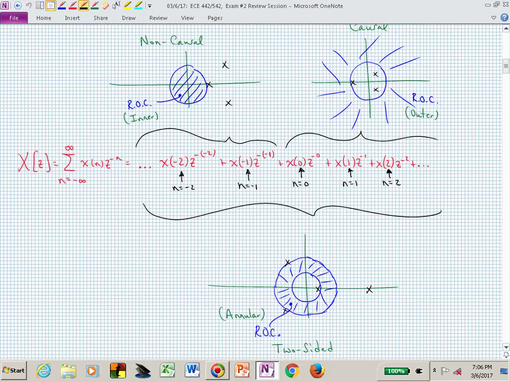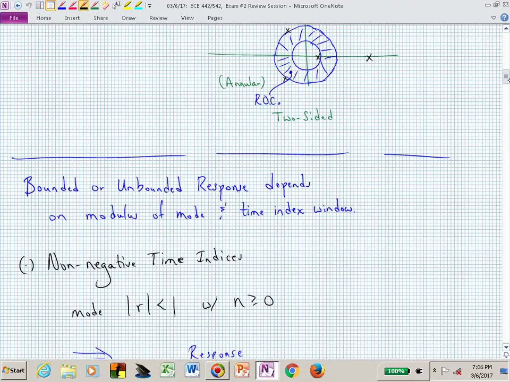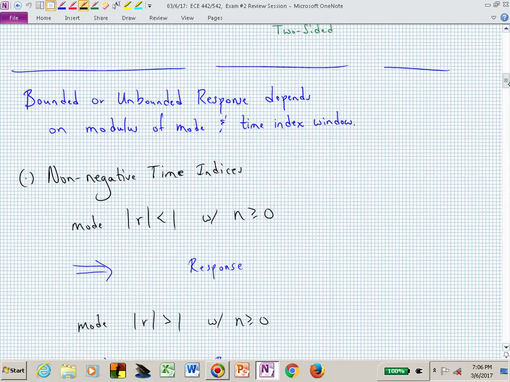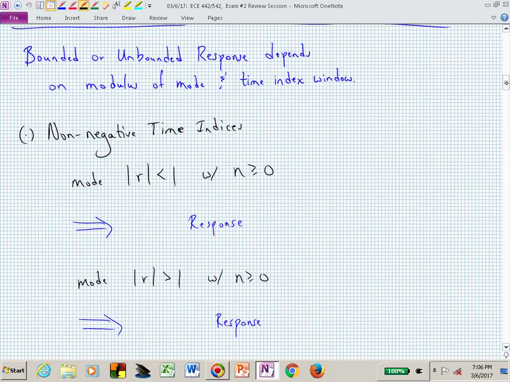The top two, you have a one-sided, either interior or unbounded. And in the bottom, you have a two-sided, and now you have this annular ring. As I said before, that does not tell you whether or not you have a bounded or an unbounded response for those x events. Let's look at some possibilities.